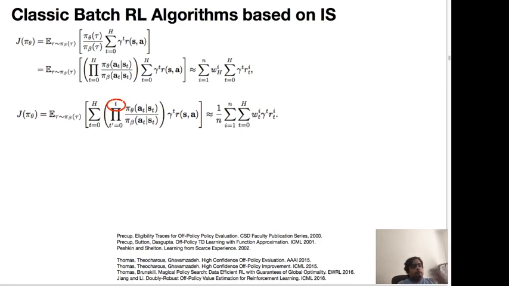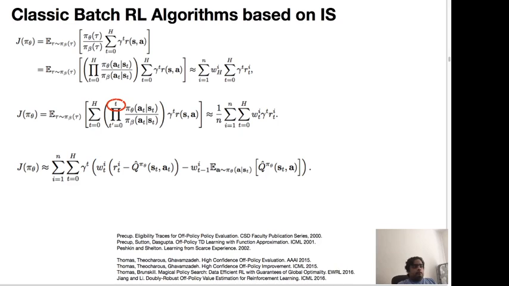What these methods typically aim to do is estimate the return of a policy pi theta using importance sampling, and then optimize the return of policy pi theta to obtain a better policy, for instance, using policy gradient.